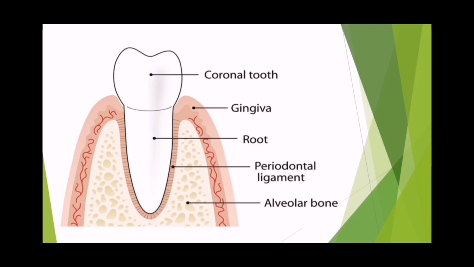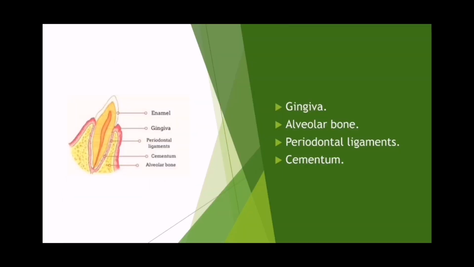There is a diagrammatic representation of the tooth, in which we are showing the coronal tooth with its root, and there is the gingiva, periodontal ligament, alveolar bone, and cementum. The normal periodontium consists of gingiva, alveolar bone, periodontal ligament, and cementum.